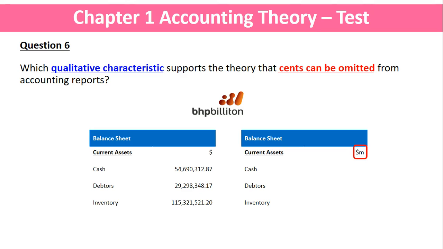It can even go further. BHP Billiton might decide to express its balance sheet in millions and just write 54.7 million, 29.3 million for debtors, and 115.3 million for inventory. The point being, anybody reading that report really isn't going to make any better or worse decision based on the fact whether that number is expressed all the way with those two decimal places showing the cents, or whether we just show the millions on the balance sheet on the right.